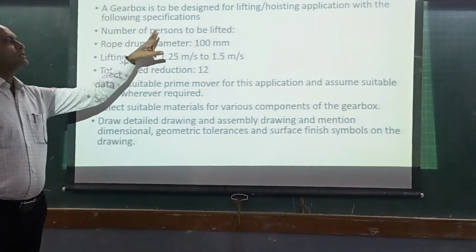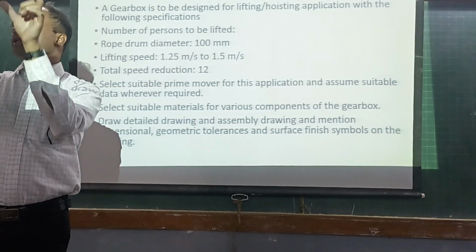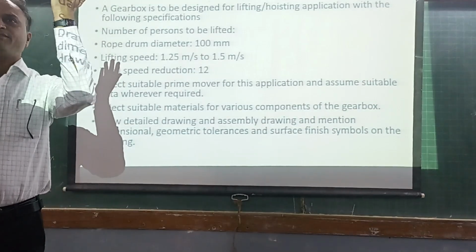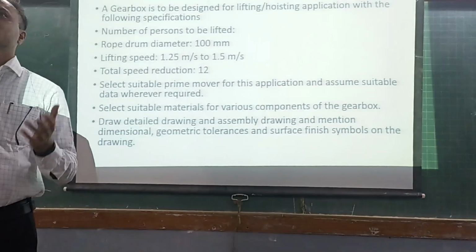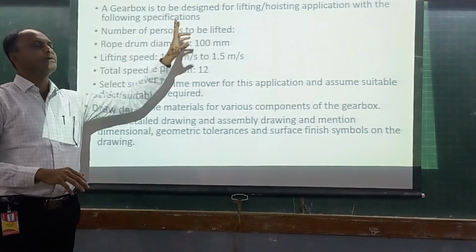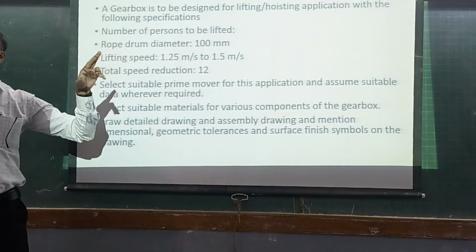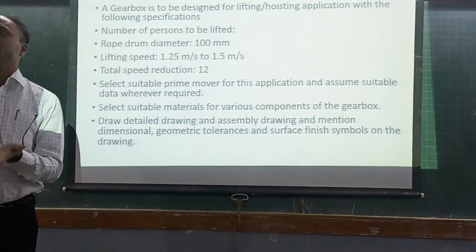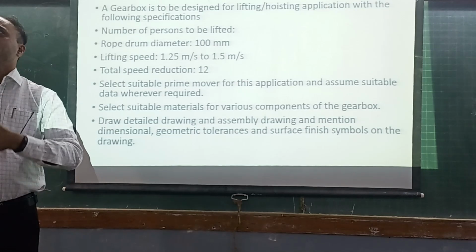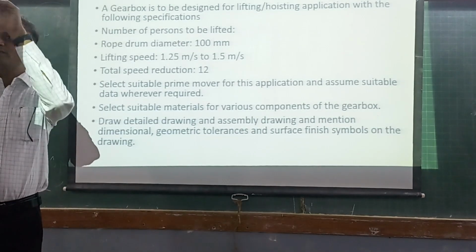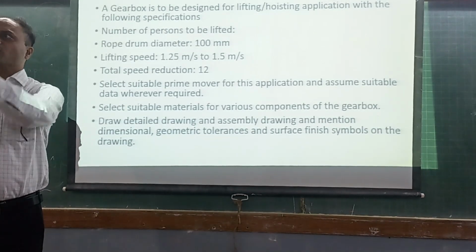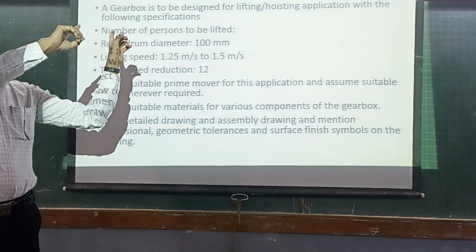Number of persons to be lifted. So you will be given how many persons the lift has to lift. Maybe 7 persons, 10 persons, 6 persons. That number of persons will be given. Rope drum diameter. Now we'll see later on what is rope drum and where it is used. Rope drum is the part over which rope passes, and at the end of the rope the lift is attached. I will draw a figure later on.